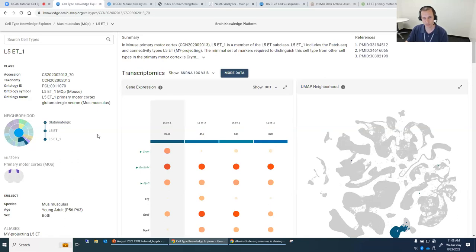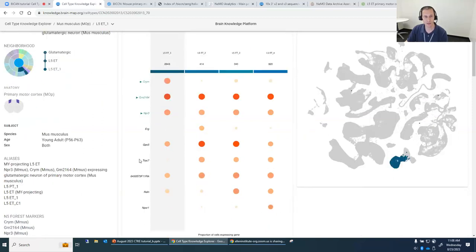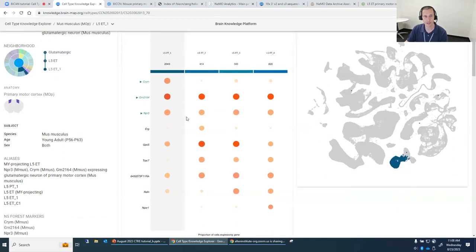And so this now is showing the same kinds of plots, but the context has changed. For example, this plot here showing gene expression is showing layer 5 ET1 with respect to the other layer 5 ET types. And so these NS-Forest markers that are now shown are for just layer 5 ET1. And so you can see this CRYM gene is really highly expressed in layer 5 ET1 and is much lower in these other types, along with these more general layer 5 ET markers that came out in the layer 5 ET cell type.